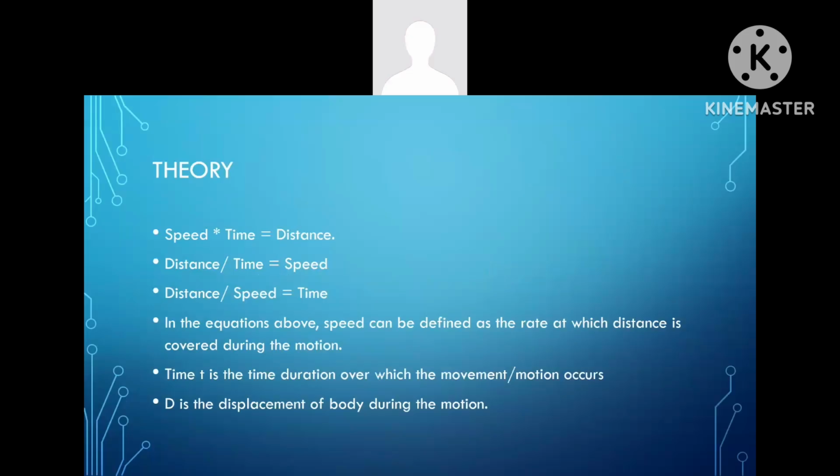In the equations above, speed can be defined as the rate at which distance is covered during the motion. Time t is the time duration over which the movement or motion occurs. D is the displacement of the body during the motion.